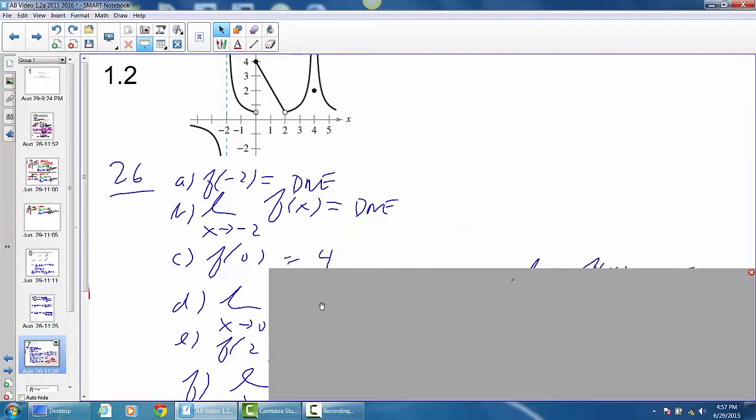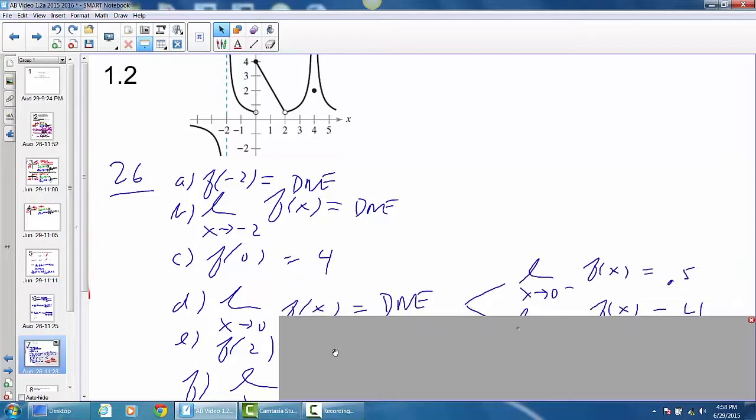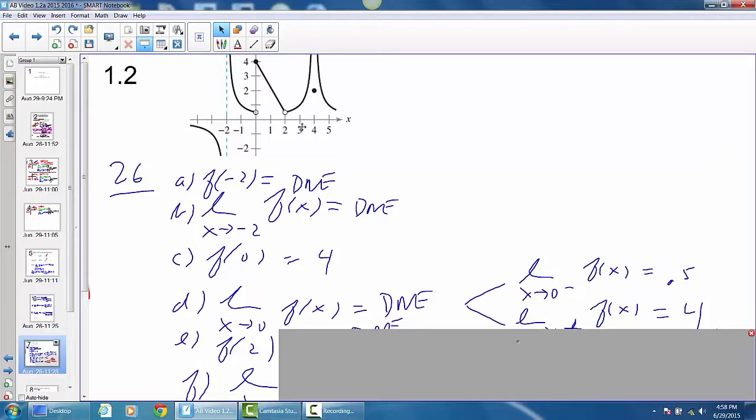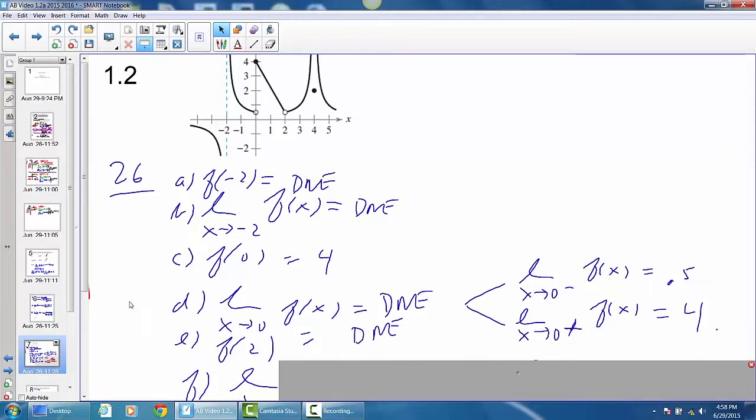D, what is the limit as x approaches 0? Again, from both sides, you'll notice from the left, as you get close to x equals 0, you're at a height of a half, it looks like. But as you approach x equals 0 from the right side, you're at a height of 4, so that two-sided limit would not exist. F of 2, there is no point with a 2, so that would not exist. Undefined or does not exist.